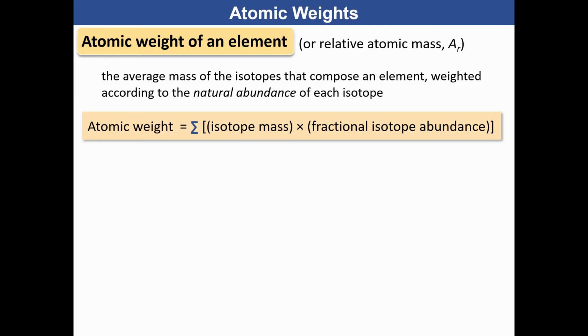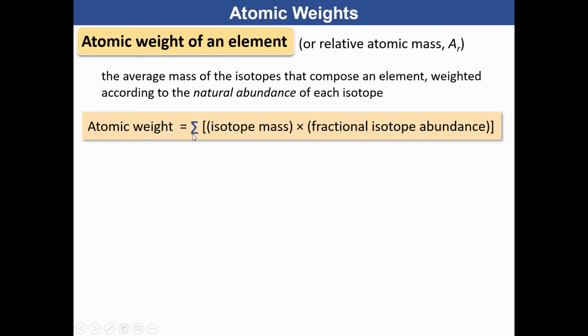Thanks very much to Professor Dave for the explanation of atomic number, mass number, ions, and isotopes. Here, let's review some important knowledge. Here we have an equation for the atomic weight of an element that you should remember, as it is likely to appear in your exam papers. The atomic weight equals the sum of isotope mass multiplied by fractional isotope abundance.